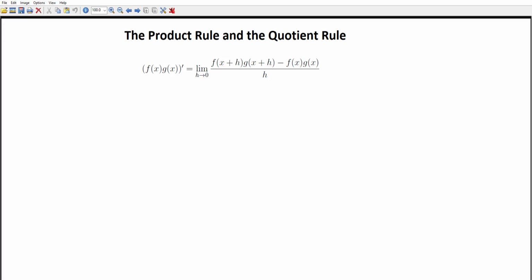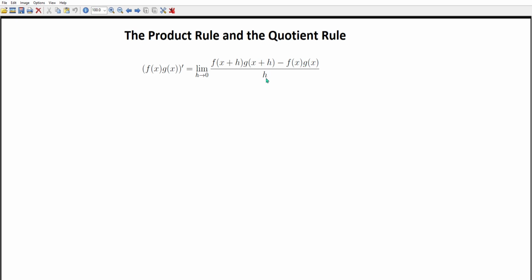Today we're going to talk about how to differentiate products of functions and quotients of functions, and we're going to start with the product of two functions. So (f(x)g(x))' is, using our definition, the limit as h goes to 0 of f(x+h)g(x+h) minus f(x)g(x) over h.